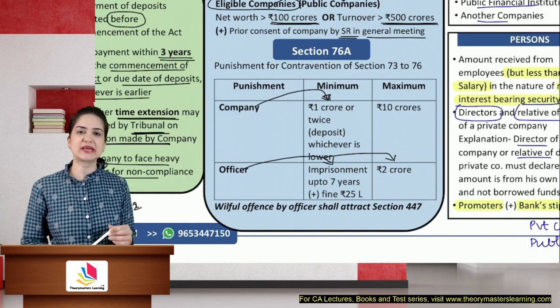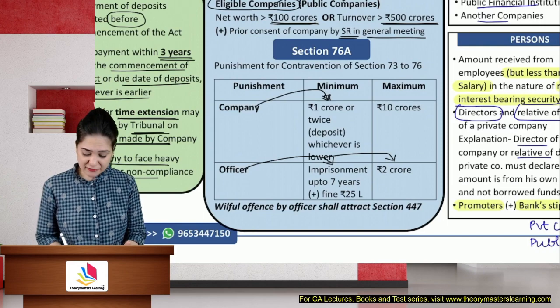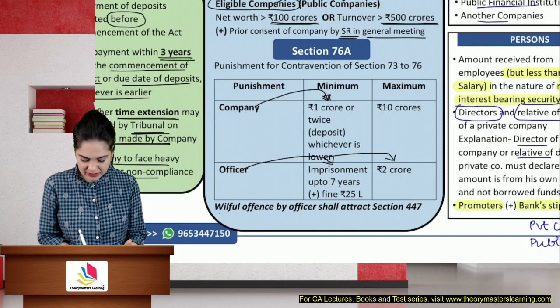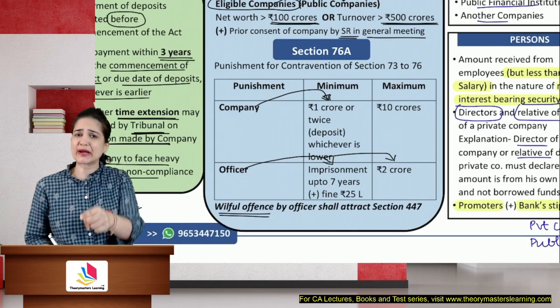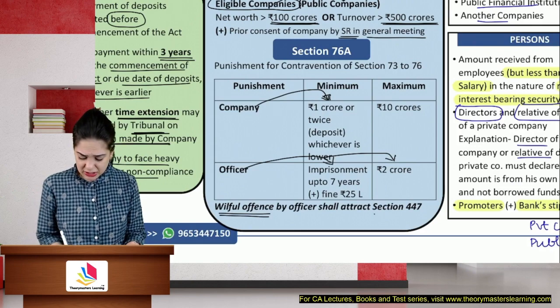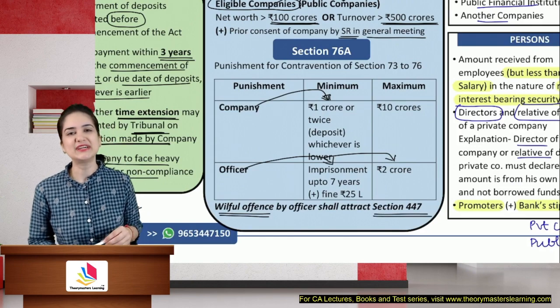Yes, section 76A is important for exam. If there is any willful offense, willful means you have an intention, you have a guilty mind, you have done it on purpose, then it shall attract the provisions of section 447.